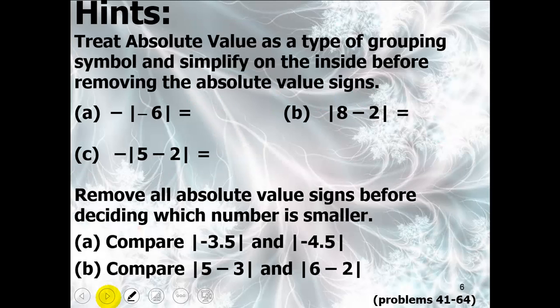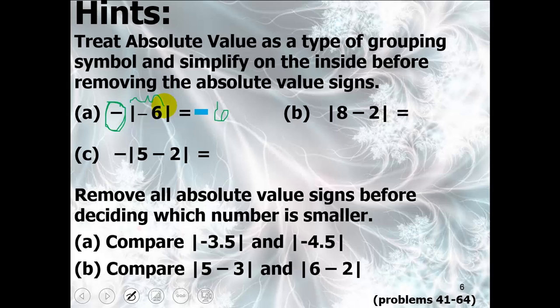All right, so some hints. We want to treat the absolute value as a type of grouping symbol and simplify from the inside before removing the absolute value signs, when needed. So we have the opposite of, what is the absolute value of -6? Well, it's 6. So we have the opposite of 6. You say, but we can't have a negative number. But watch here, this negative is not inside the absolute value sign. So that means you can have a negative, but this thing can never be negative all alone. Okay?